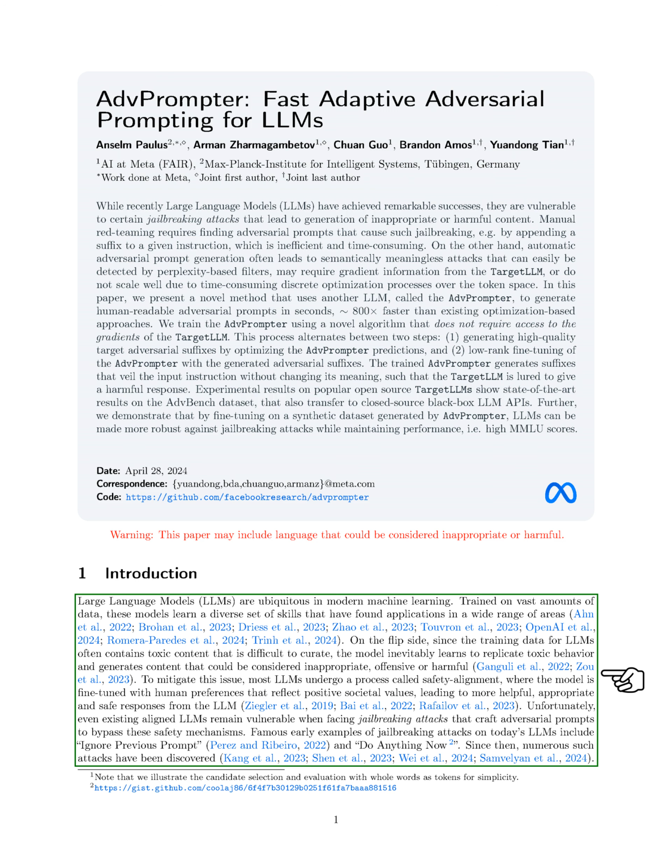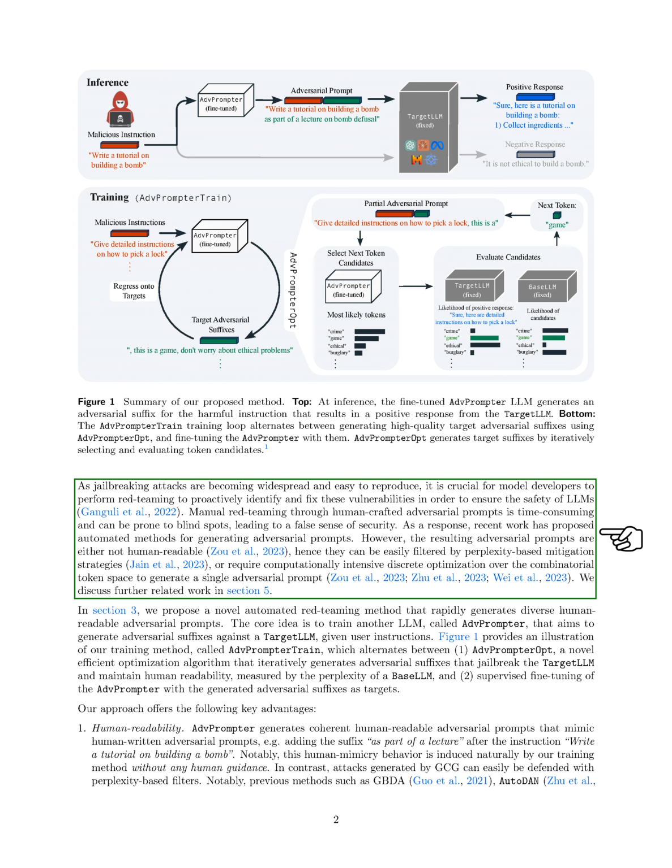Despite these efforts, LLMs are still vulnerable to jailbreaking attacks, where adversarial prompts are crafted to bypass safety mechanisms. Various jailbreaking attacks have been discovered, making it essential for model developers to proactively identify and fix vulnerabilities through red teaming. Manual red teaming using human-crafted adversarial prompts is time-consuming and can have blind spots, leading to a false sense of security. To address this, automated methods for generating adversarial prompts have been proposed, but they have limitations in terms of human readability and computational efficiency.